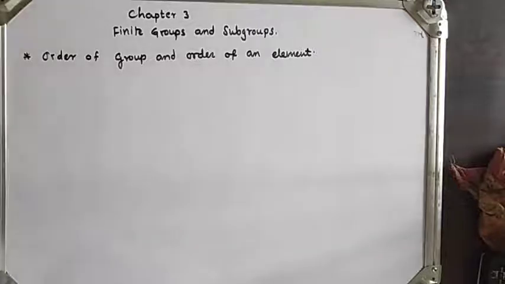Hello students, we will start in this lecture the third chapter, which is finite groups and subgroups. In this chapter we will first see the order of a group and the order of an element. So what is the order of a group? In a group, the number of elements in the group is called the order of that group. So we will see the definition.